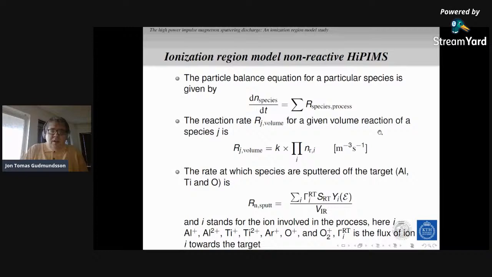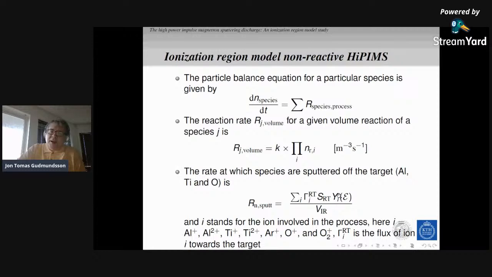And then we get rates from different other sources. The first one being that particles can be sputtered off the target. If we have an aluminum target, then it is aluminum atoms. If we have a titanium target, then it is titanium atoms. And if we have a titanium oxide target, then we can have titanium and oxygen, and so on. So in case of a titanium and nitrogen mixture, we would have titanium and N coming off the target. So the sputtering of the target is described with this term here.